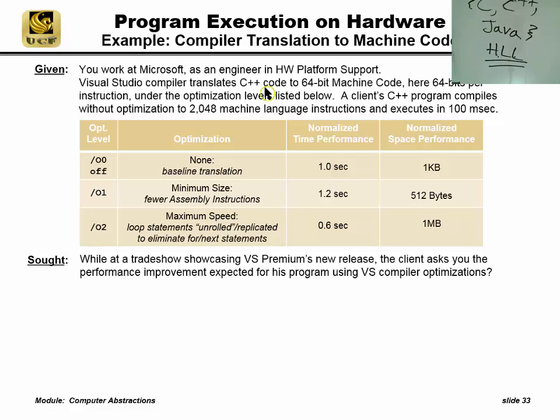Well, suppose it's a client that wants to buy Oracle, and they want to buy 10,000 seats of this program. Well, you'd like to give them a concrete answer. So how do you go about this?